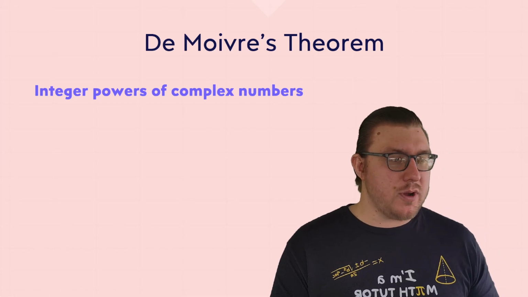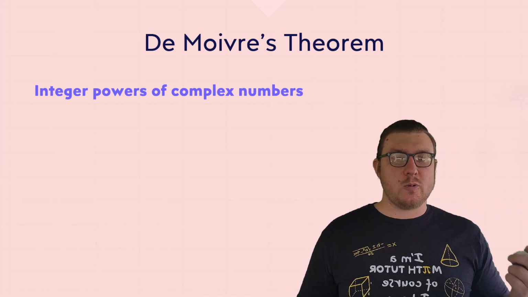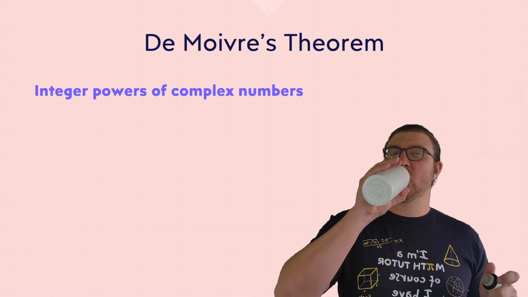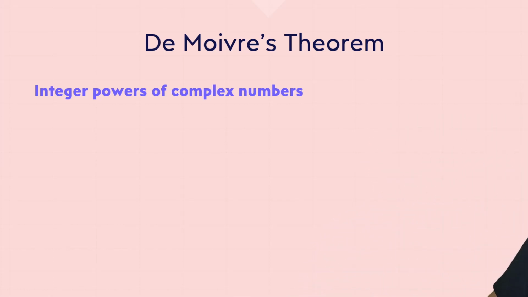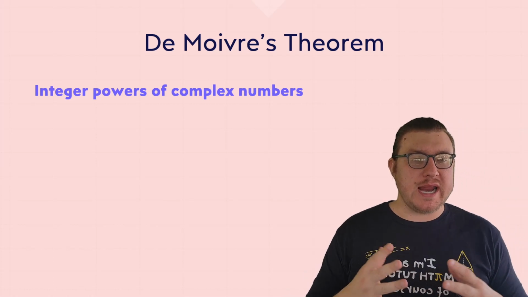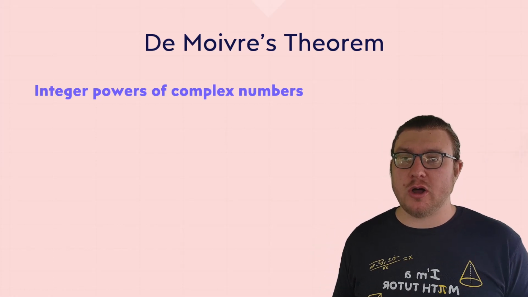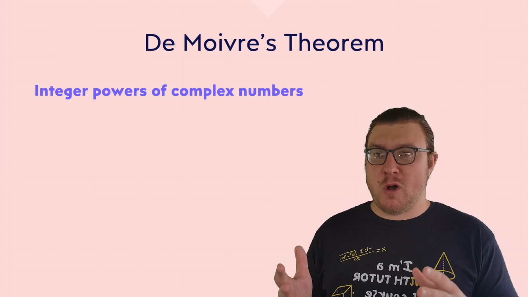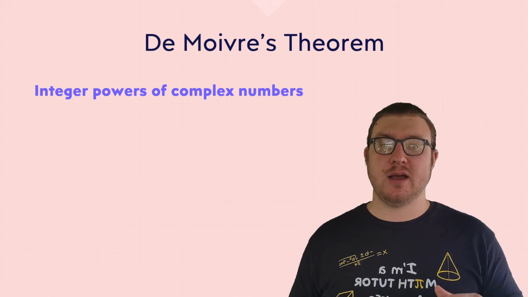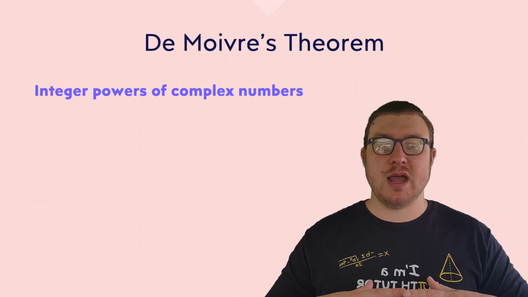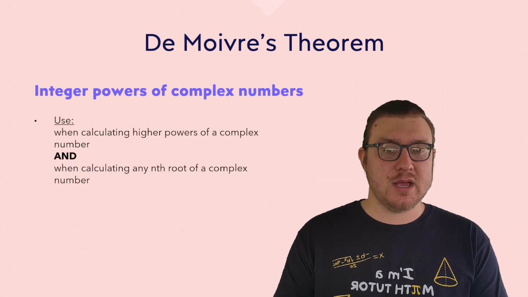Okay, so we have de Moivre's theorem. Again, a theorem, one of the rules that we really want to know. De Moivre's theorem is talking about integer powers of complex numbers. And this refers back to what I was talking about earlier on, where we had 1 plus i to the power of 100. We want powers, but we want integer values. So we want numbers like 1, 2, 3, maybe a negative. So let's have a look.